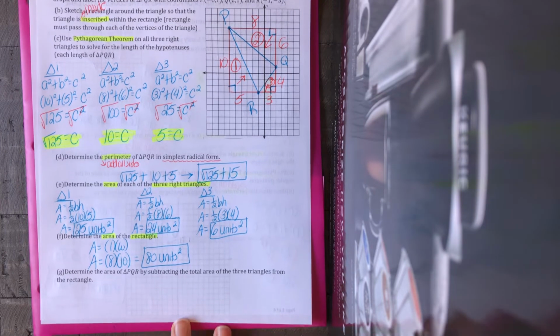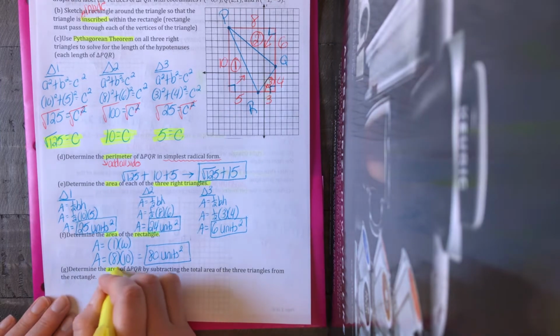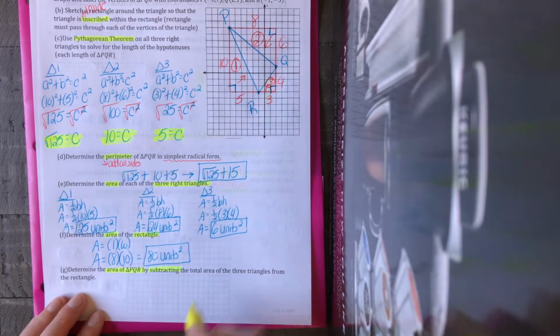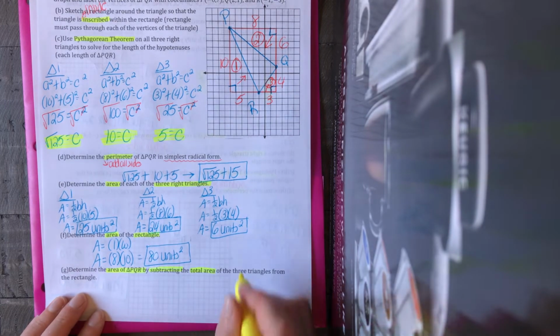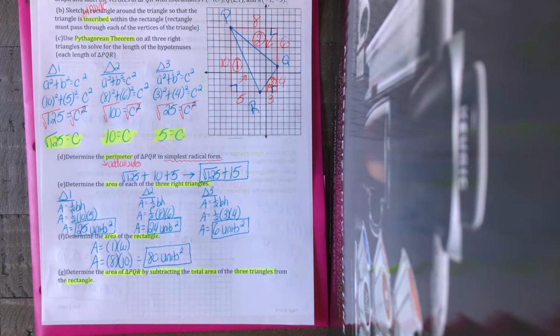Now we're on G. So now it's asking me to determine the area of the triangle, so I'm going to highlight that. Now I'm finding the area of PQR, and I'm going to do that by subtracting the total area of the 3 triangles from the rectangle. Okay, so there's kind of a lot going on here. So I'm just going to write out what the question is asking me in word form first.